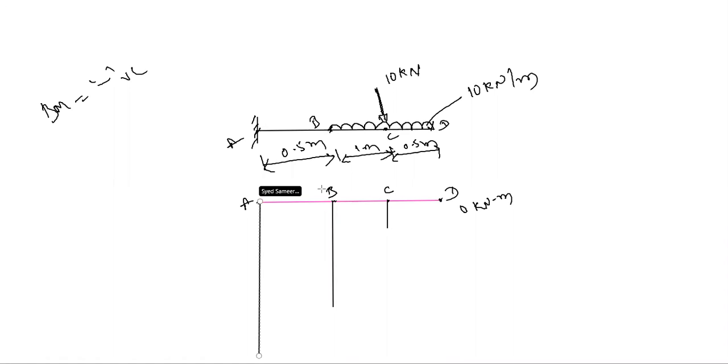Once we draw this, the next step is we need to join these points. Make sure that whenever we are drawing a bending moment diagram, if there is a UDL, the bending moment diagram will be in a parabolic shape. From B to D, we have the UDL. So here it comes like a parabolic shape, like this. Similarly here, it comes like a parabolic shape. But here we don't have any UDL, so it comes in an inclined line.